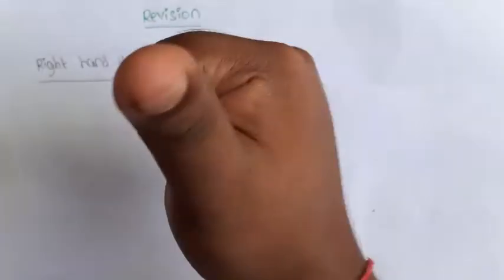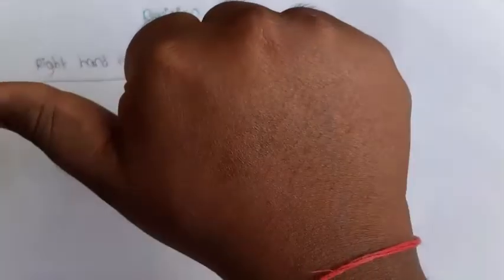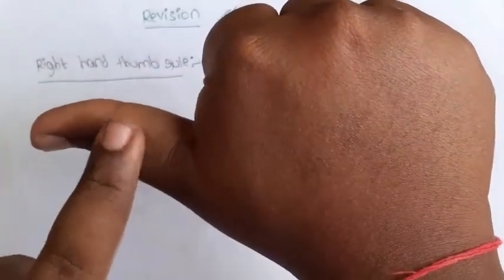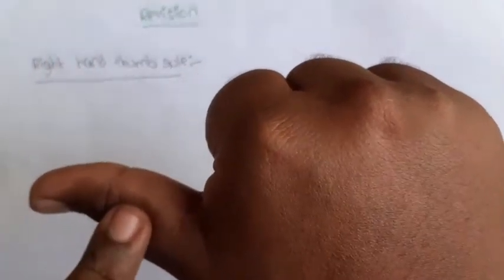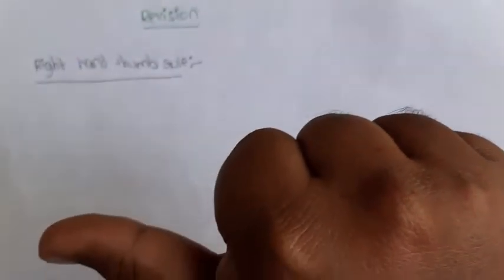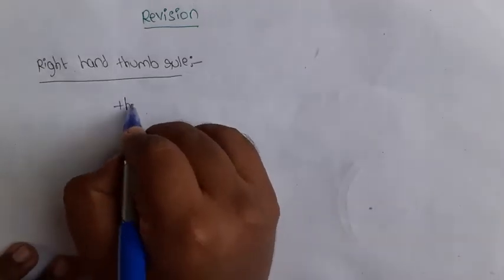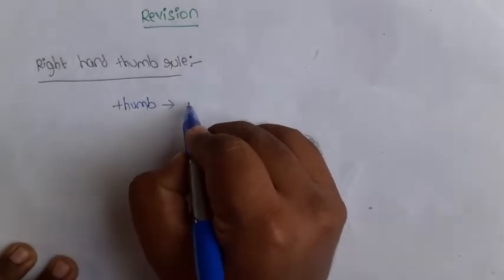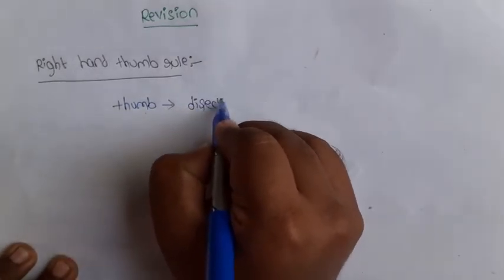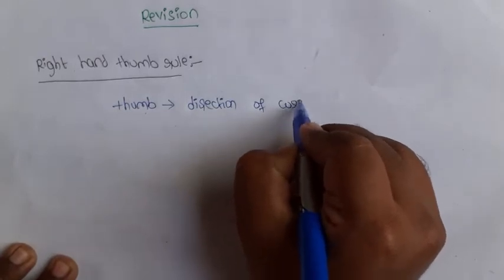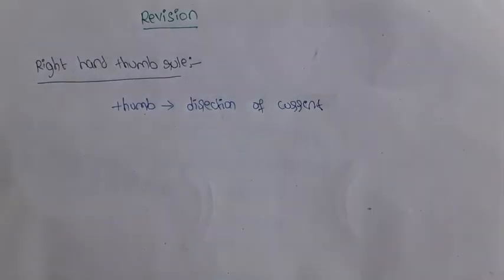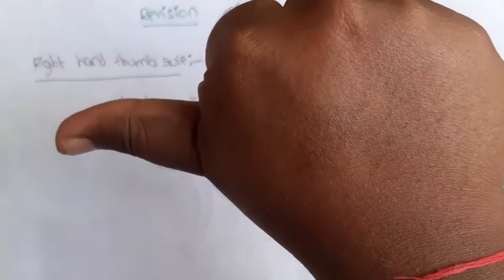This is my right hand. This is the thumb finger, and these fingers are called curved fingers. The thumb finger shows the direction of the current. That means if you place the thumb finger like this, current moves in this direction.